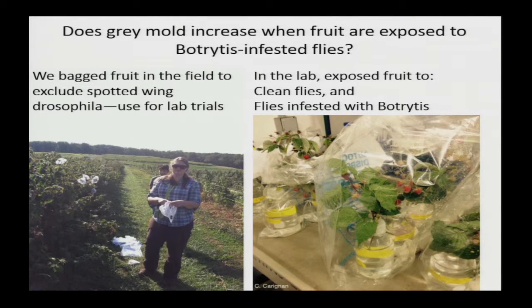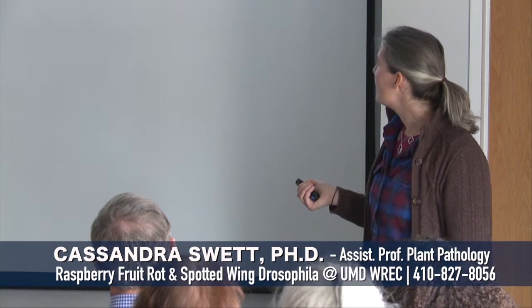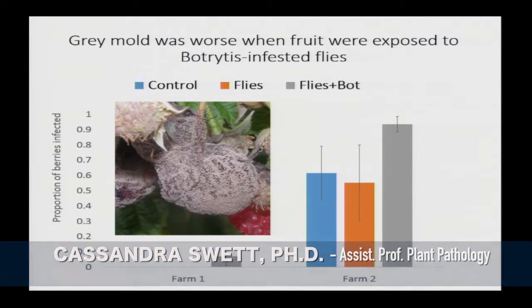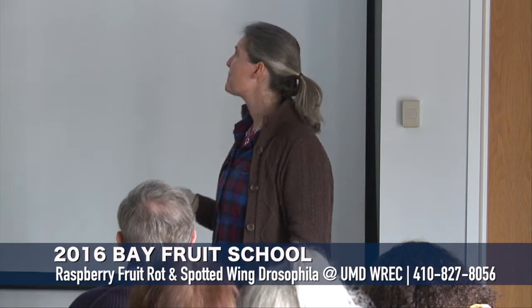So Kelly Hamby and I went out and collected a bunch of fruit and put them in bags, and then we put flies in there, and they were either clean or had Botrytis all over their bodies. Then we looked at what the disease incidence was. We found that when we exposed the fruit to the flies with the Botrytis, this gray bar, our disease incidence for Botrytis was higher. So it looks like if the flies do have Botrytis on them in the field, they may be able to move it around.